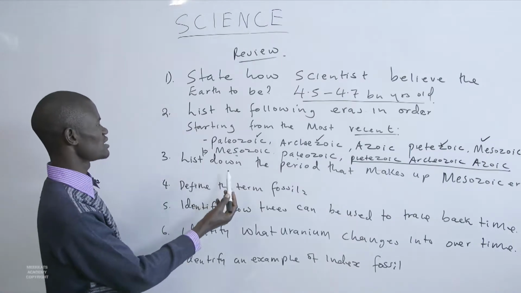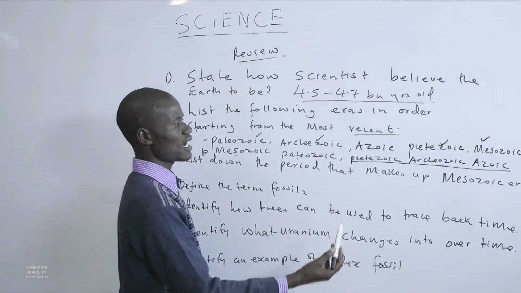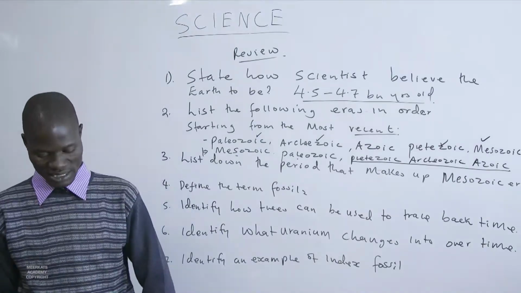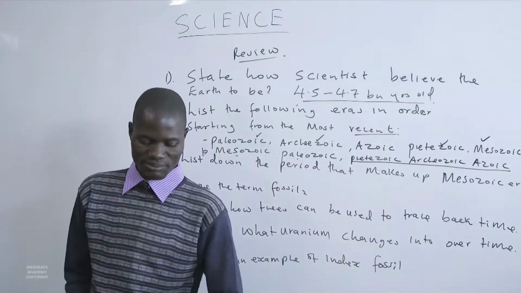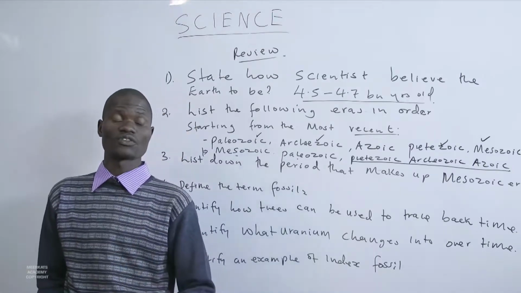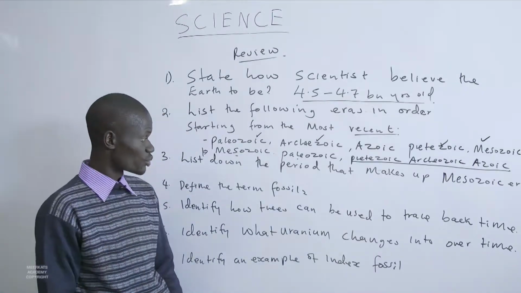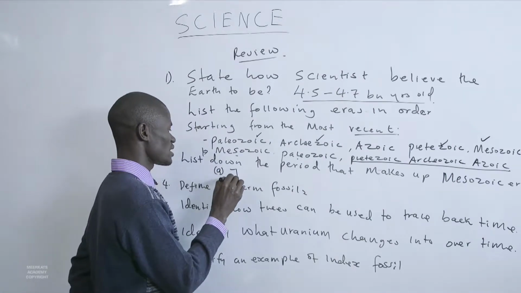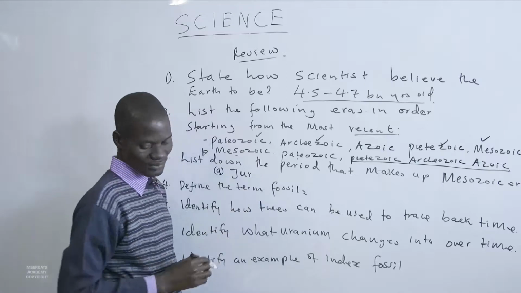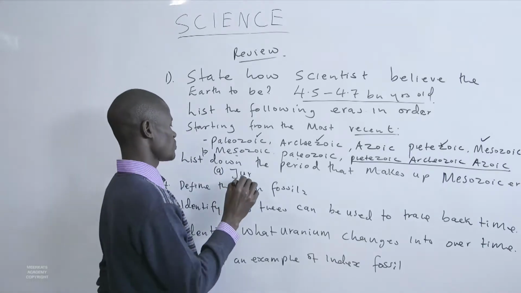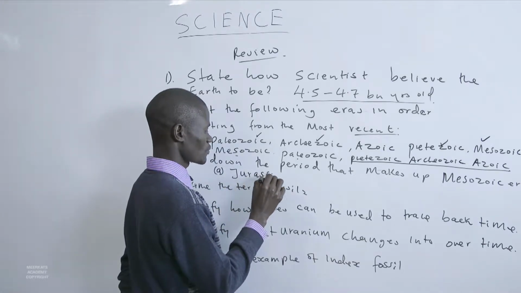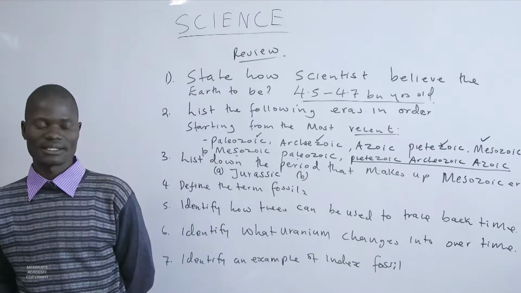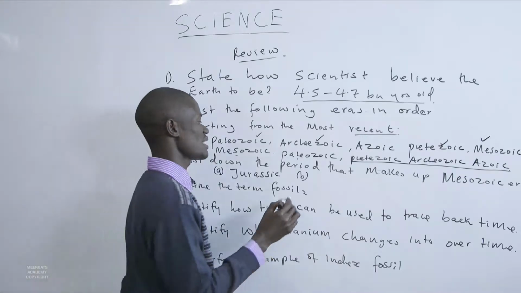Then we have to list down the periods that make up the Mesozoic era. While looking at our chart, the Mesozoic era is made up of periods. One of the periods is the Jurassic period, and the second period is Triassic.